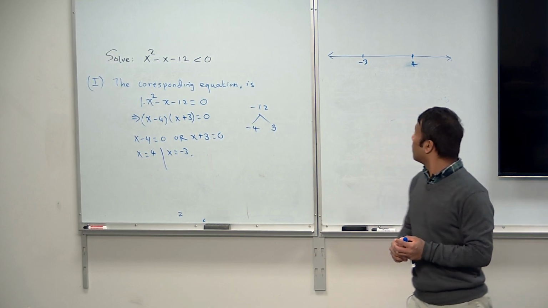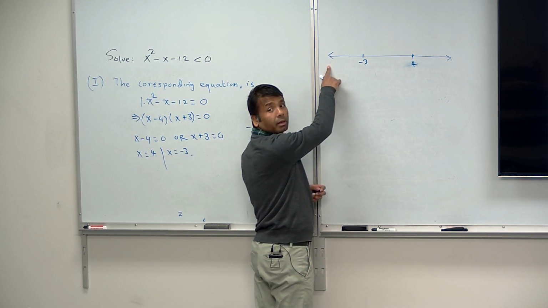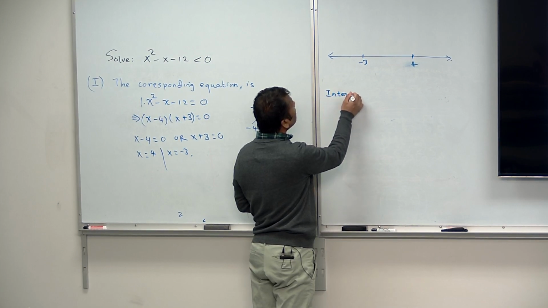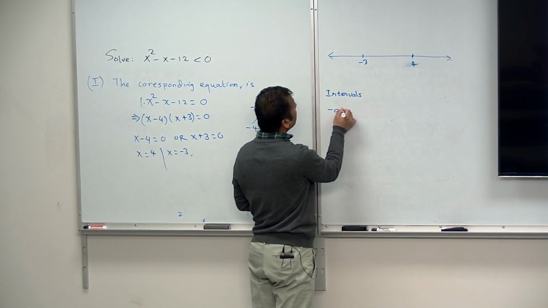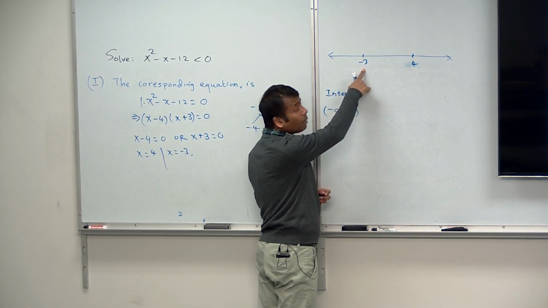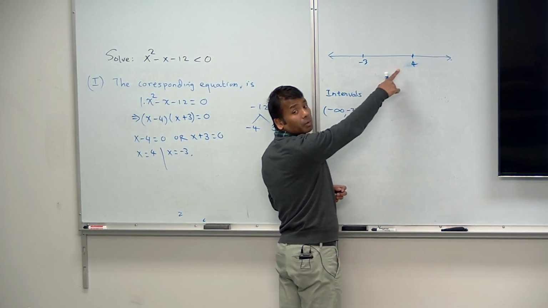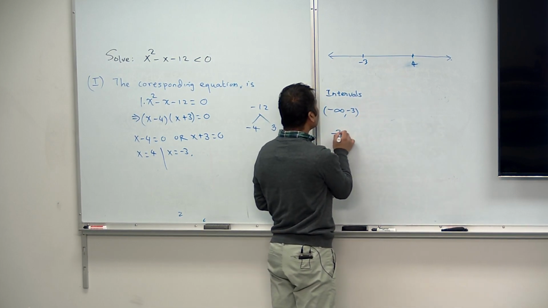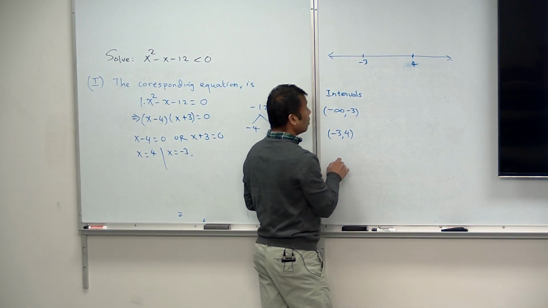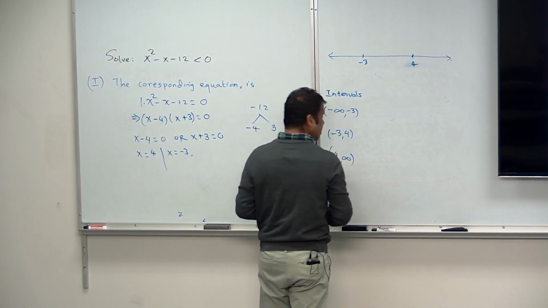Okay? So now, what are the intervals, guys? How many intervals here? Negative infinity all the way up to negative 3. So let me write down here the intervals. So you have negative infinity all the way up to negative 3. Is that right? And what is the second interval? Negative 3 all the way up to 4. Right? And what is the last one? 4 comma positive infinity. Are you guys with me?